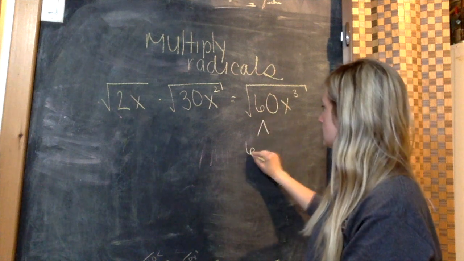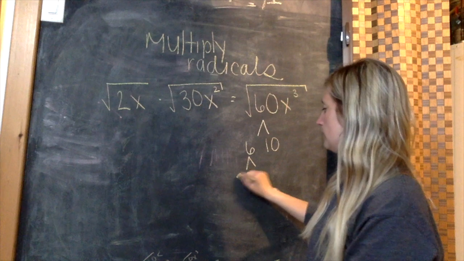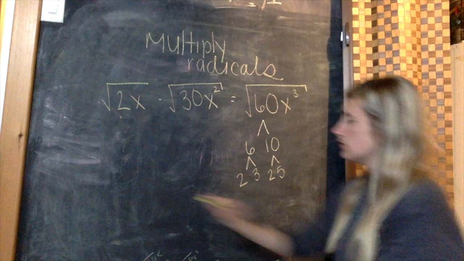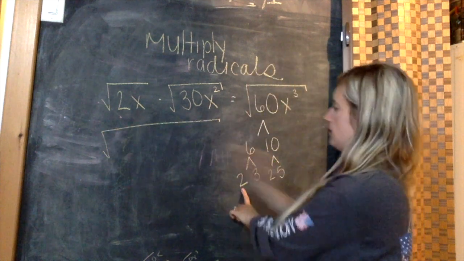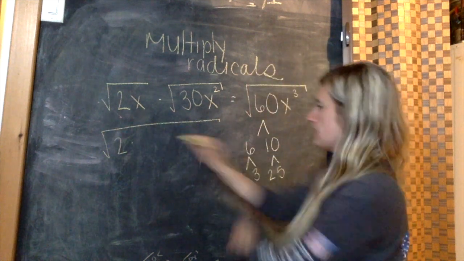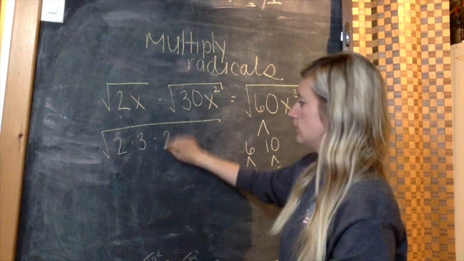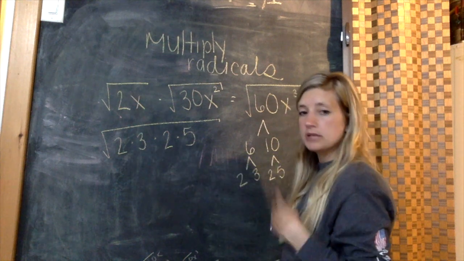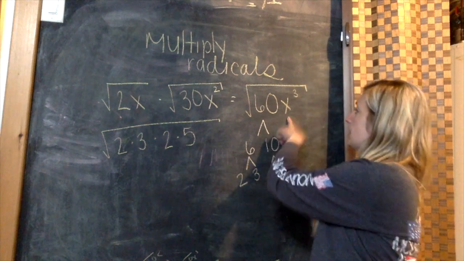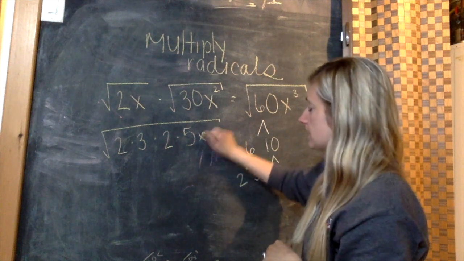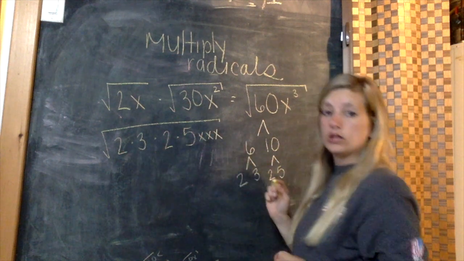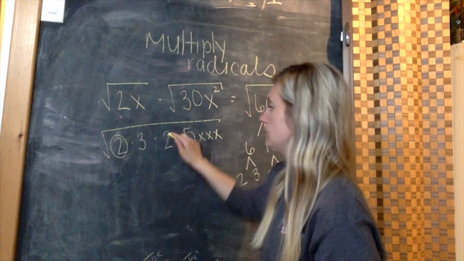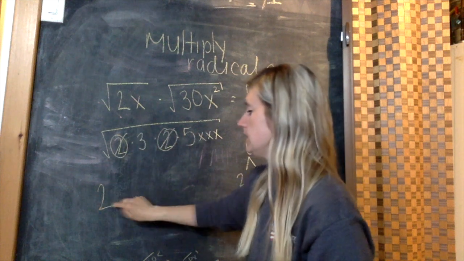So I have 6 and 10, I have 2 and 3, I have 2 and 5, so then I have 2 times 3 times 2 times 5. It might be beneficial if you list these in order from least to greatest, but honestly, it's not the end of the world. And then I have x to the third. Well, that's x, x, x, all under the radical. So now go back and look for your pairs. So I have a pair of 2s. So that's going to go out front.